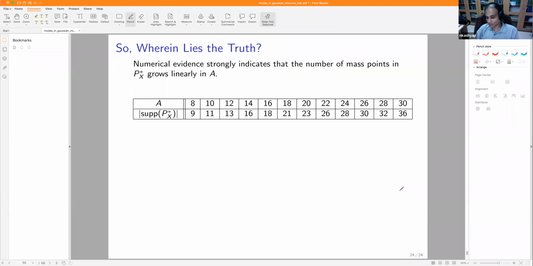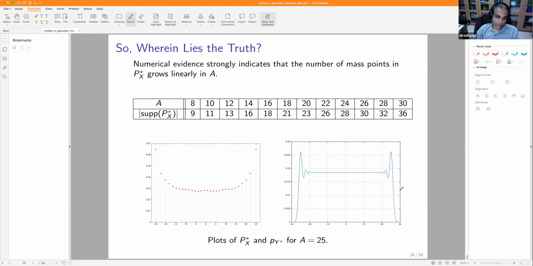So where does the truth actually lie? It turns out that for the information theoretic problem, not the one that we have not solved, which is still open, the evidence actually strongly indicates that the number of mass points grows linearly. This is just numerics. So these are just by brute force optimization what we get.